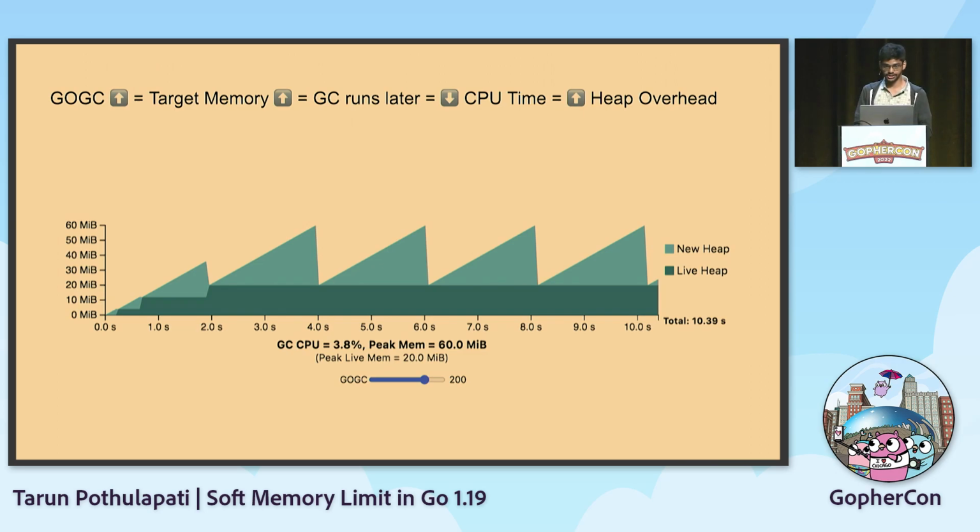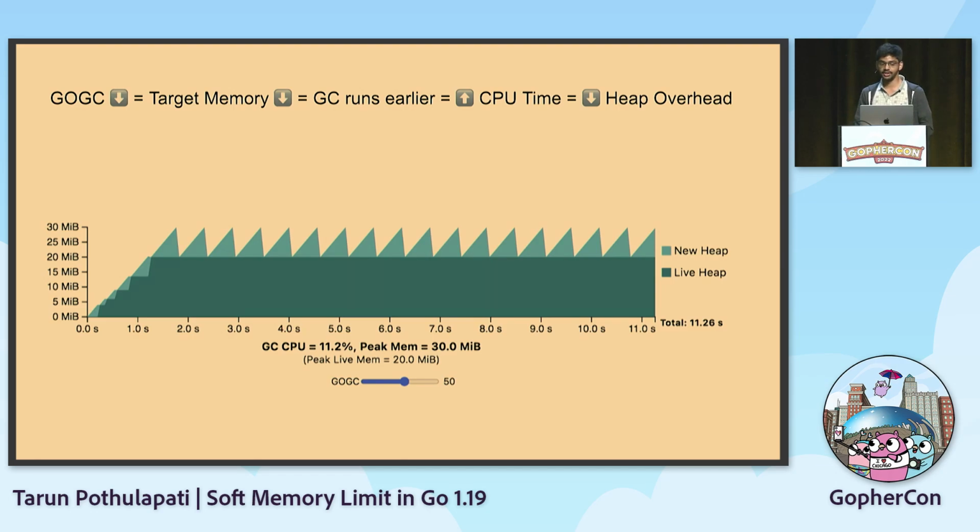But as you know, your GOGC is configurable, right? You can increase GOGC. If you set your GOGC to 200, the target now will be waiting more time until we run the GC. So the GC runs a bit later, which means lower GC CPU time, right? Because we are not running the GC as frequently. But the trade-off is the higher heap overhead, which means higher memory usage for our Go applications.